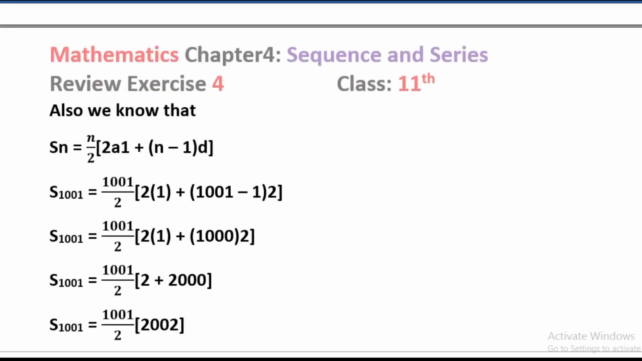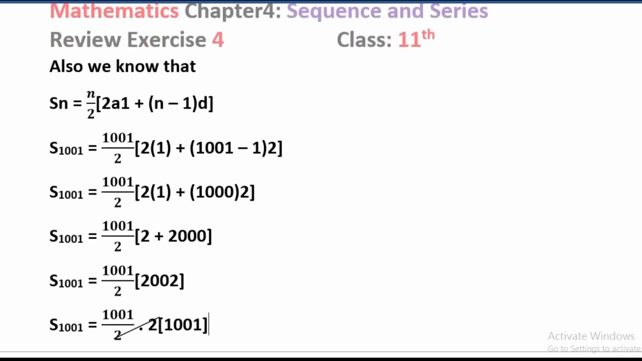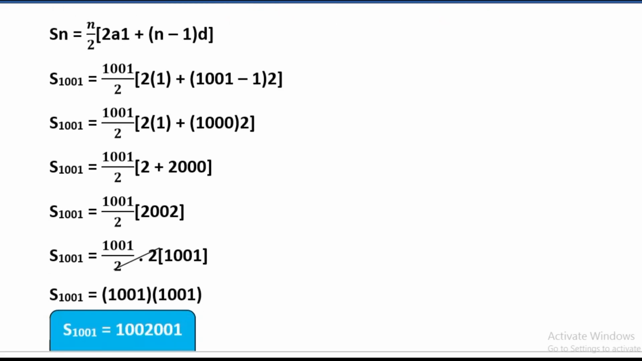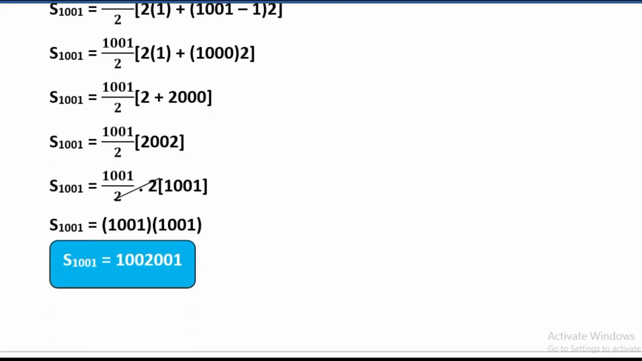So take 2 common into 1001, so the 2s cancel. 1001 multiplied by 1001 is equal to 1002001. Hence S1001 is equal to 10 lakh 2001, which is the required solution.